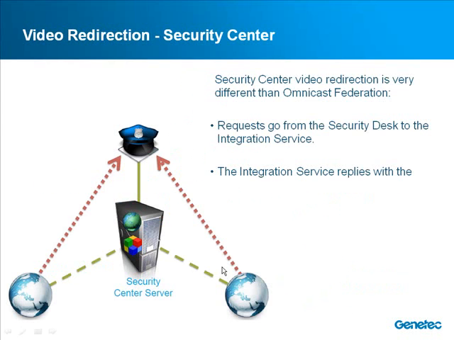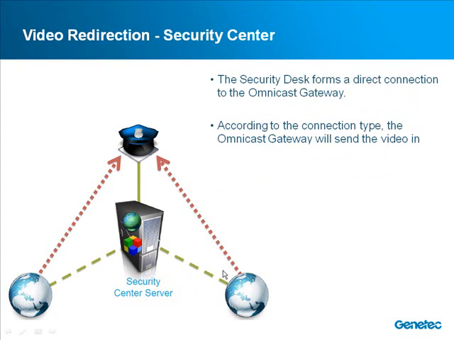Now, when we're looking at video redirection, it worked quite a bit differently than in the Omnicast system. The Security Center integration service maintains the connection between the security desk and all external systems, including our federated Omnicast system. When a client on the security desk makes a request for video, it goes to the integration service here. The integration service tells the security desk which Omnicast gateway to connect to based on the camera requested, and the video is sent directly from the Omnicast system to the security desk client.